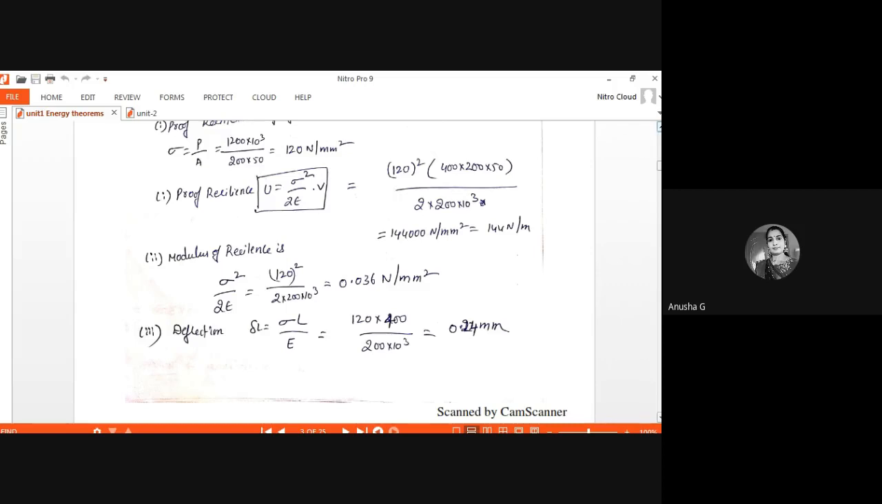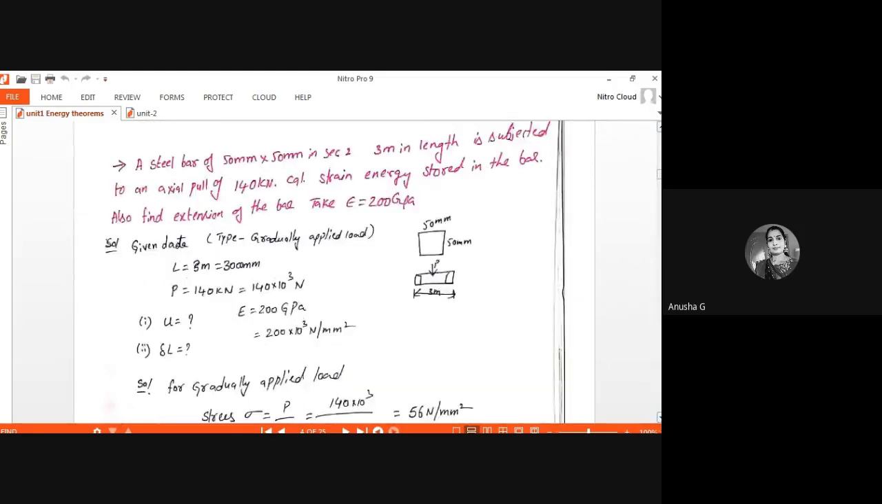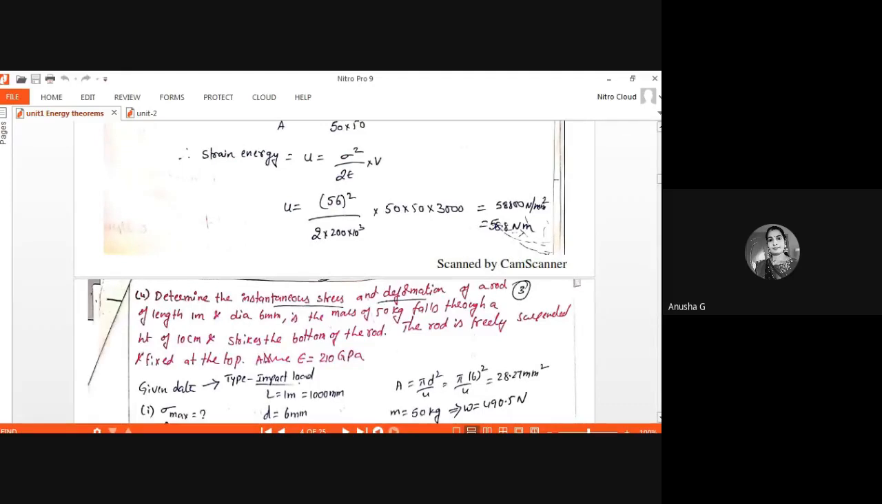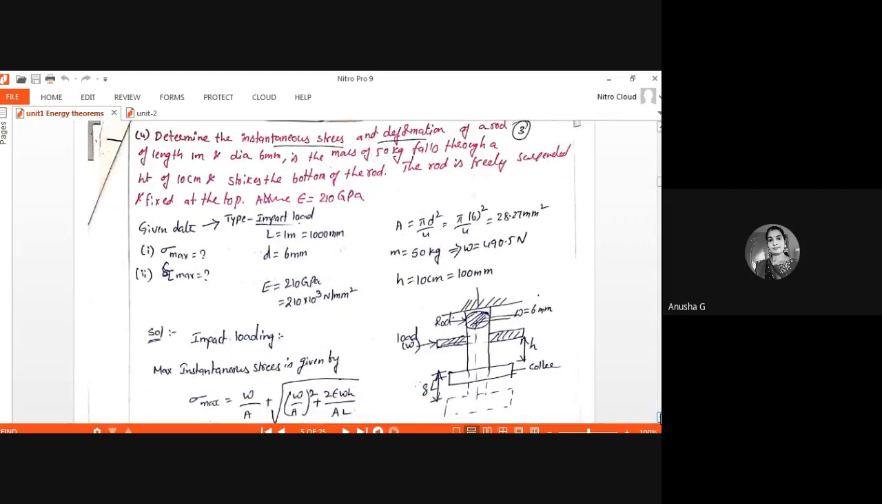Okay. Next, we will see only one problem for impact load. ఇది ఒక ప్రాబ్లం నోట్ చేసుకోండి ఈరోజు క్లాస్కి.